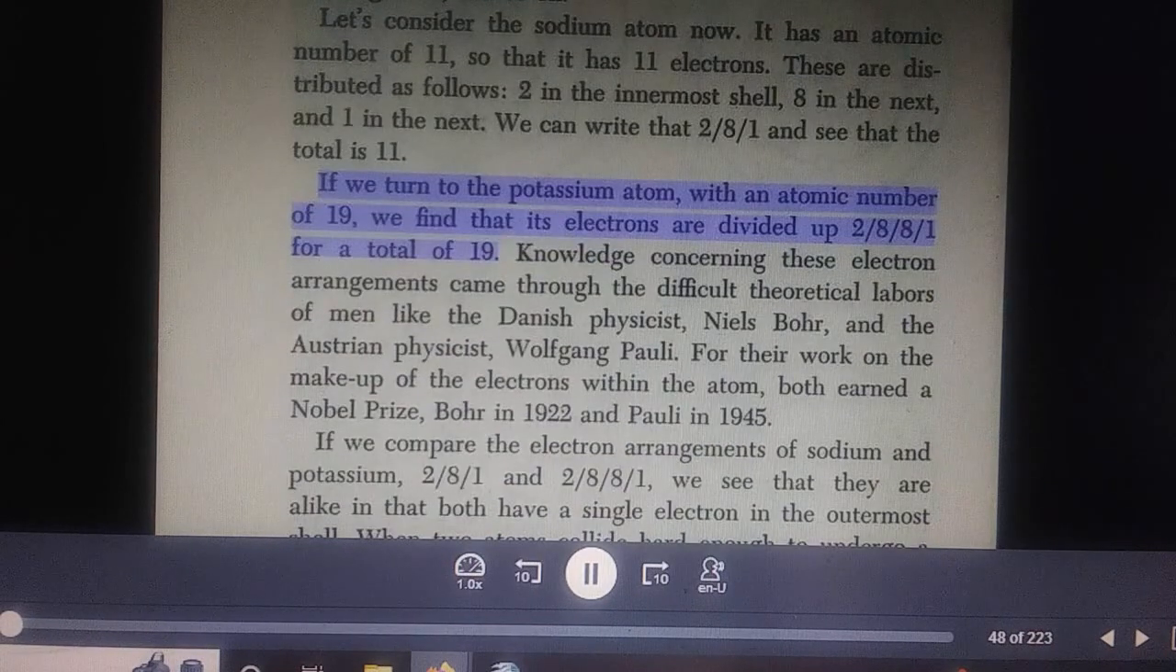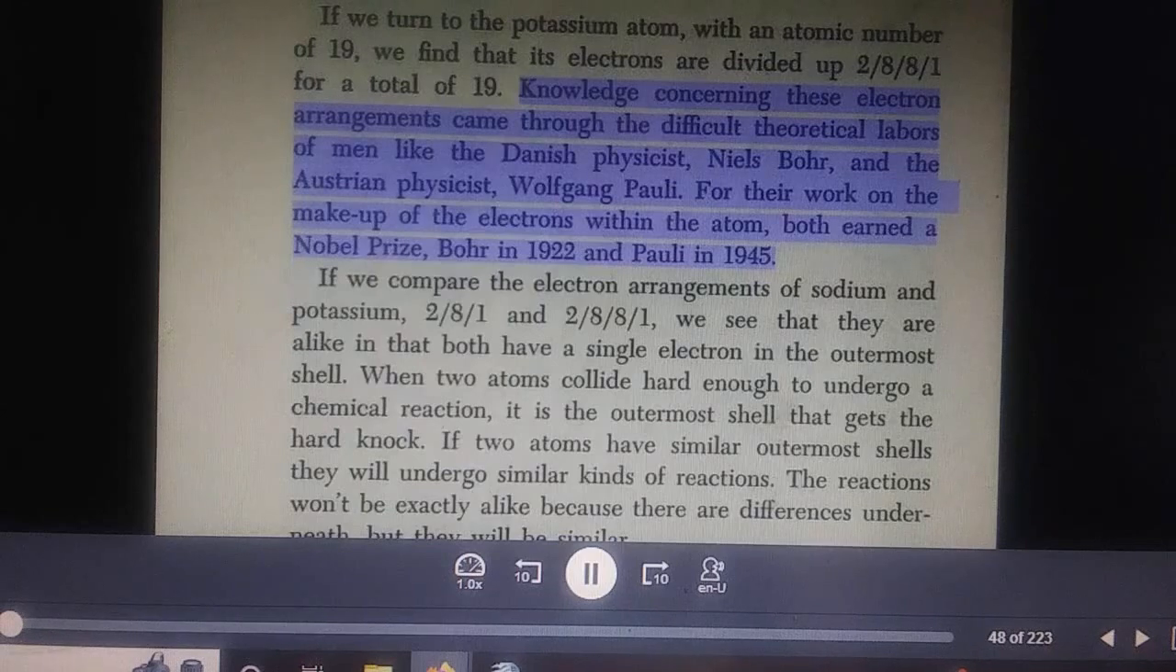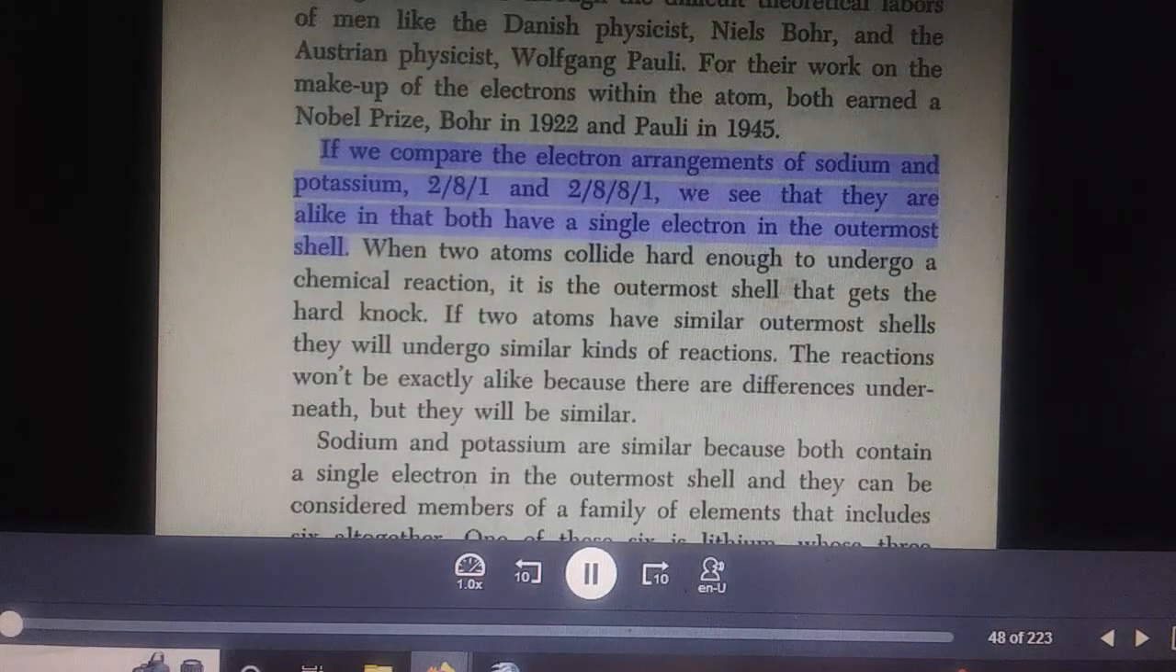If we turn to the potassium atom, with an atomic number of 19, we find that its electrons are divided up 2/8/8/1 for a total of 19. Knowledge concerning these electron arrangements came through the difficult theoretical labors of men like the Danish physicist Niels Bohr and the Austrian physicist Wolfgang Pauli. For their work on the makeup of the electrons within the atom, both earned a Nobel Prize, Bohr in 1922 and Pauli in 1945.